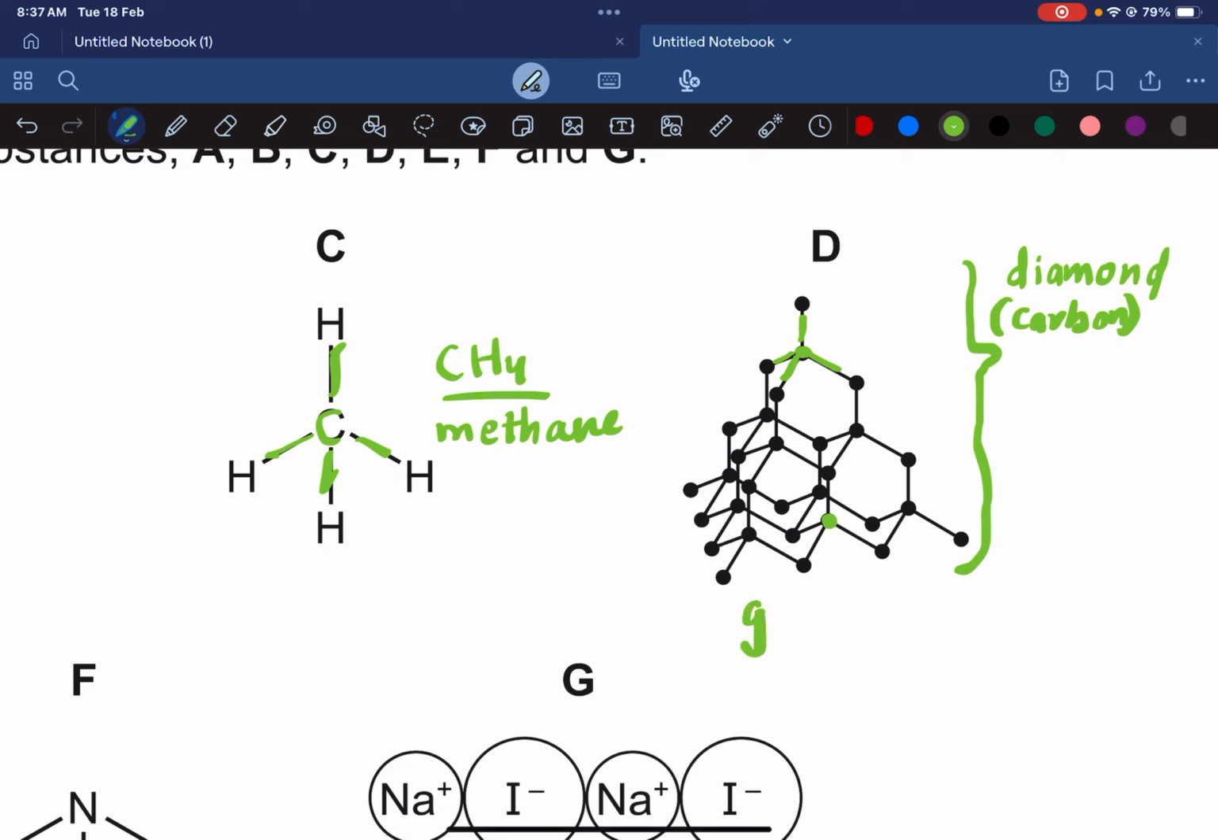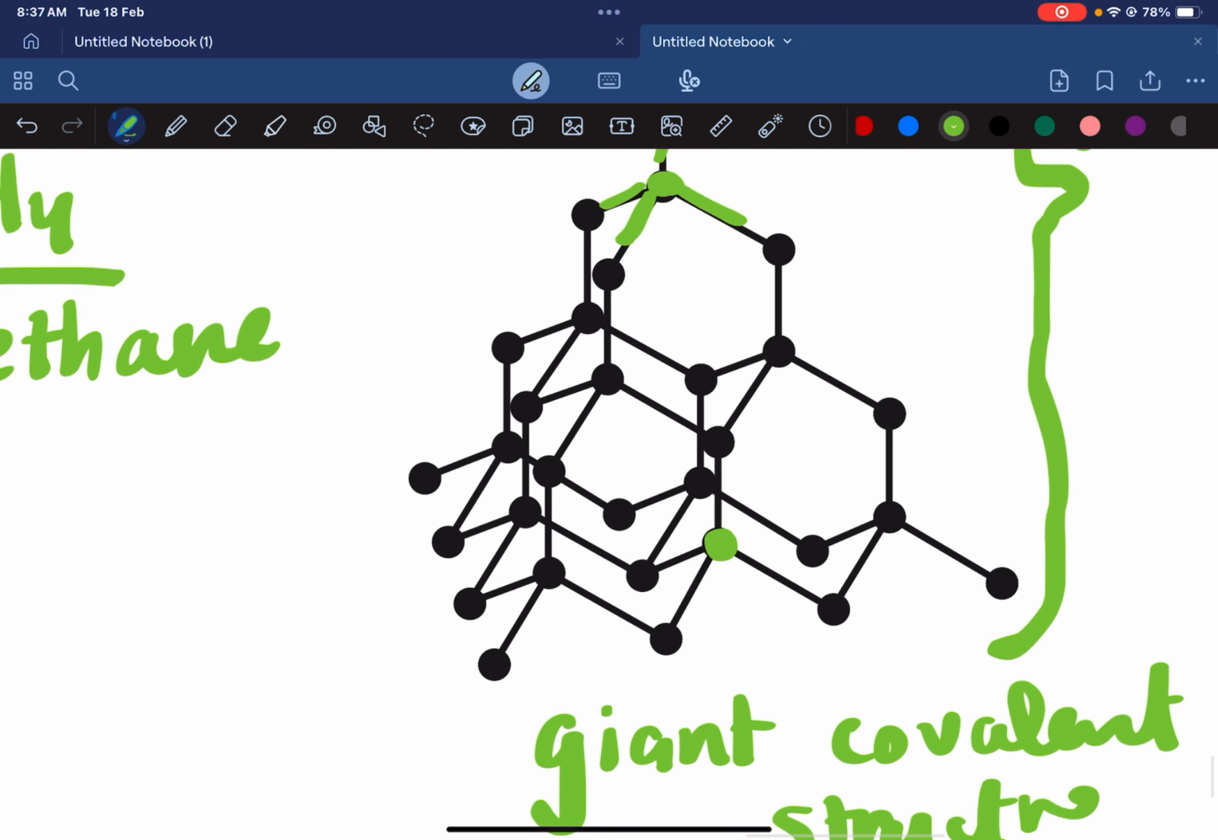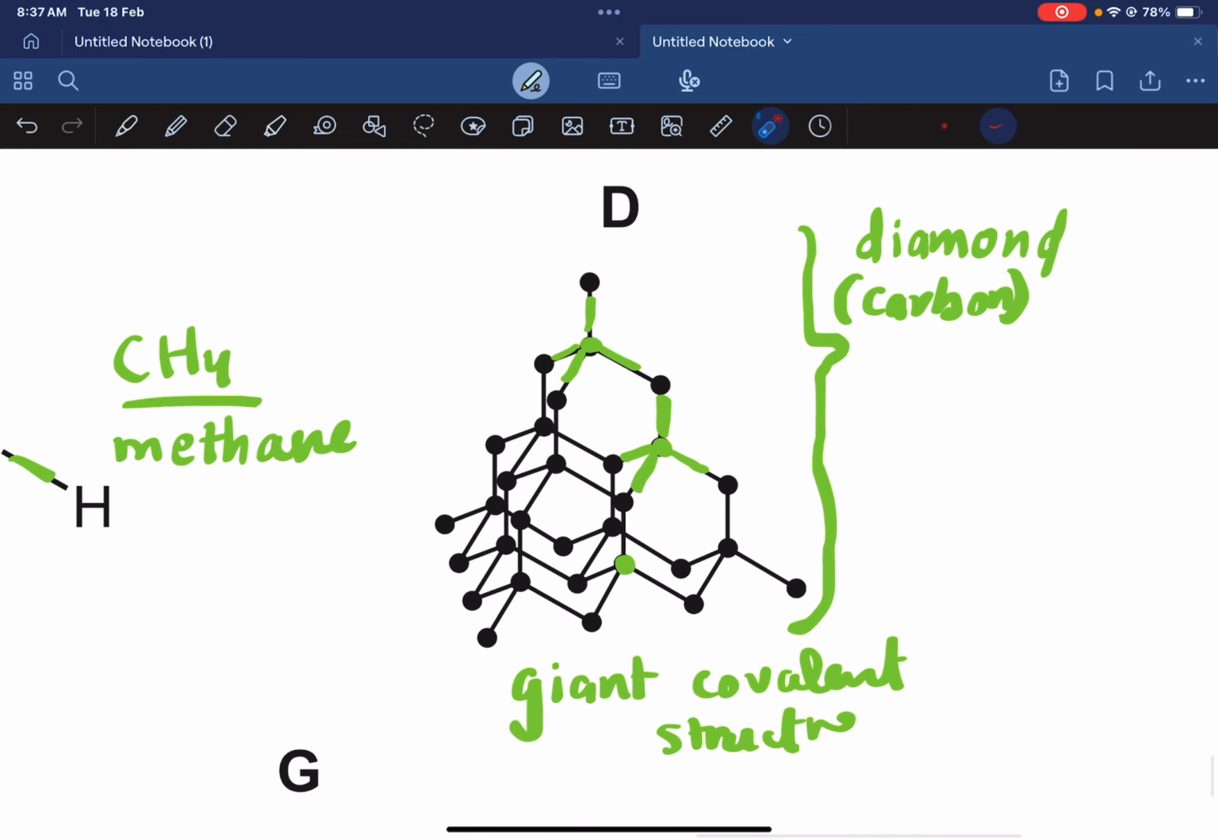Though it is a giant covalent structure, there's no doubt that diamond is a giant covalent structure. What I mean by giant covalent structure is, can you see this atom attached to all other atoms by these strong covalent bonds? These are extremely strong bonds between the atoms. These lines are extremely strong covalent bonds that have attached these atoms together, so it forms a giant covalent structure of a lot of covalent bonds.